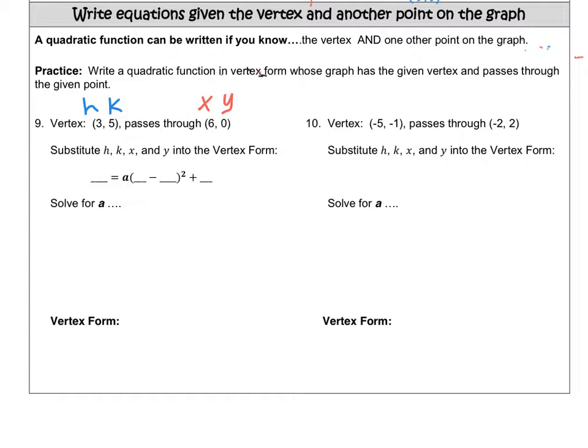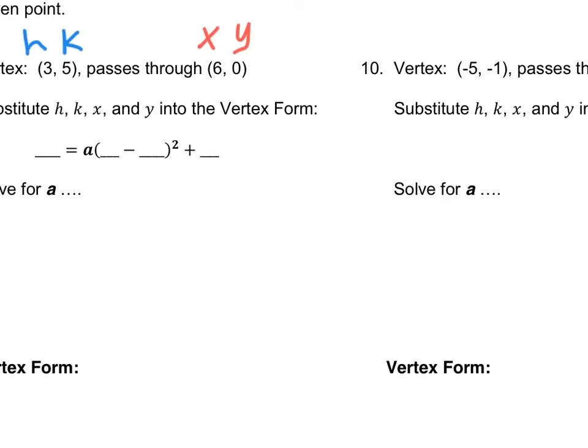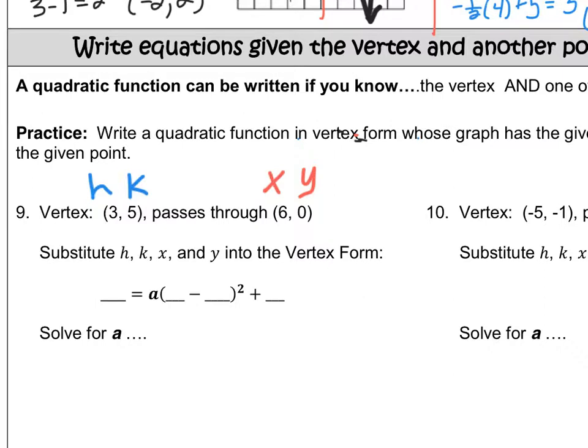So let's write our vertex form up here so that you've got it. Okay, so we've got y equals a times x minus h squared plus k. So all we have to do is fill in our h and our k and our x value and our y value, and then just solve it for a. I want you to do that now by filling in, actually we'll fill this one in together and then I'll let you solve it.